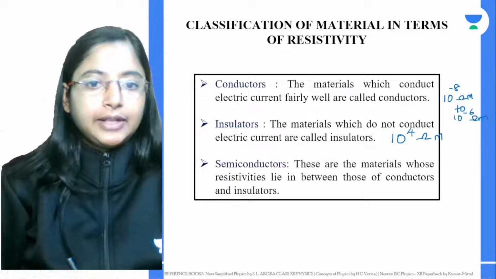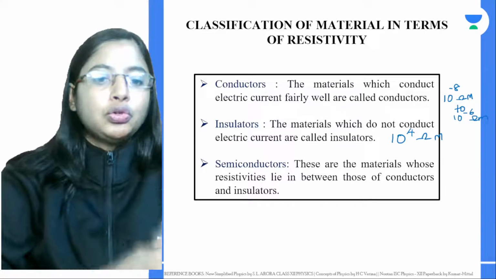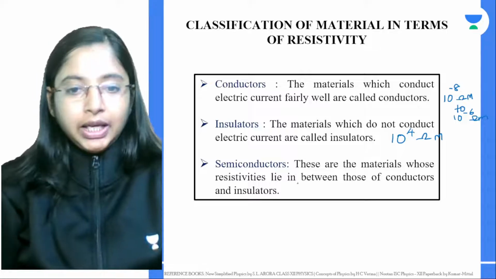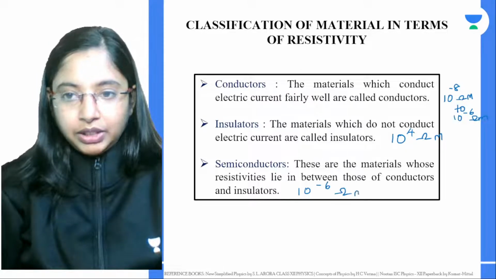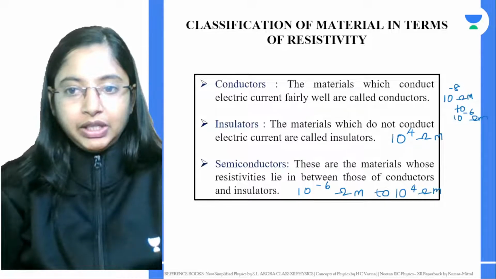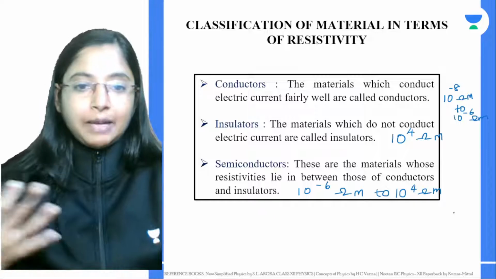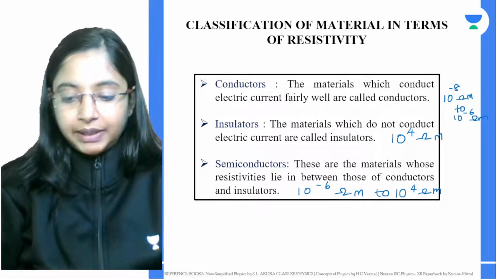Next one is semiconductors. These are materials whose resistivity lies between those of the conductors and insulators. Their resistivity lies between 10 to the power of -6 ohm meter and 10 to the power of 4 ohm meter. They lie between this range. Examples of semiconductors: germanium, silicon. These are the typical semiconductors.